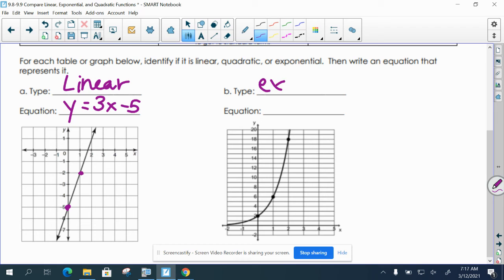For this one, this is exponential, and the equation would be y equals, the a is your starting point, so 2, and then b is what you're multiplying by. So to get from 2 to 6, you're multiplying by 3. To get from 3 to 18, you multiply by 3 as well, or 6 to 18. So 3 is the b.